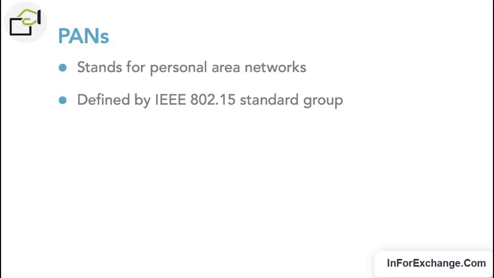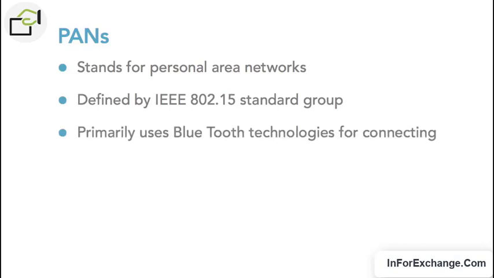PANs stand for Personal Area Network, and they are another type of small network that uses wireless technologies. PANs don't use the same wireless technology that WLANs do. In fact, most commonly, you're going to find a PAN using the Bluetooth technologies for connecting up devices rather than the Wi-Fi technologies.